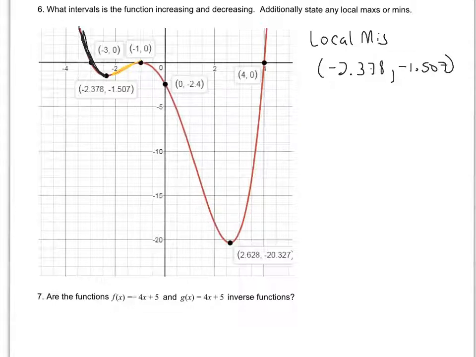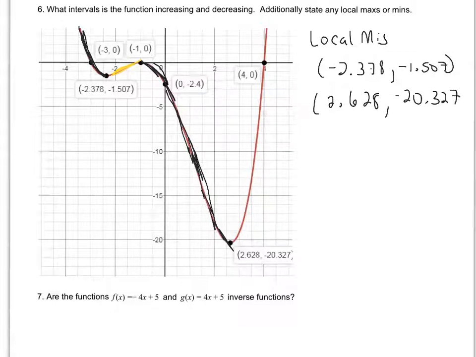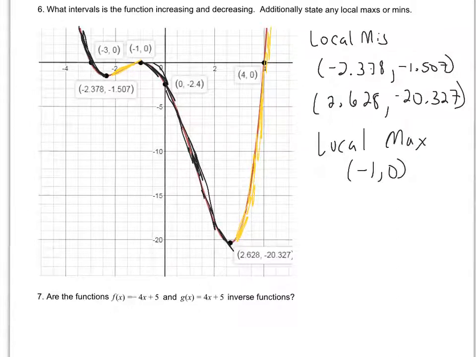Then it increases a little bit, so we'll put the increasing in yellow, so there's the increasing. And then it's going to decrease, it looks like from that (negative 1, 0) all the way down to here, where it's then going to start increasing again. So we have another local min, which would be (2.628, negative 20.327). And then, of course, it's going to increase from there to forever. Okay, so there's a local max where it goes from increasing to decreasing, and that appears to be at (negative 1, 0). So the local max is at (negative 1, 0).